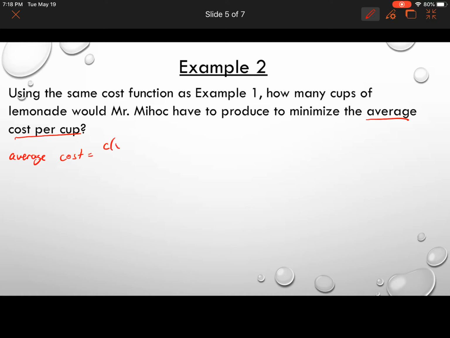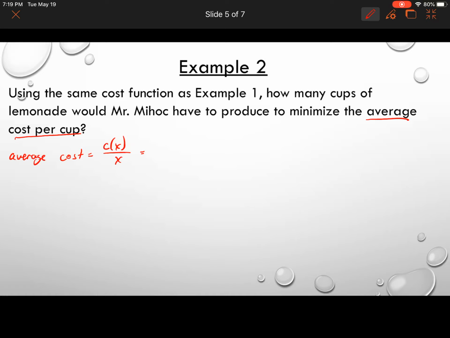The total is just C of X, right? That's the total cost, or how much it would cost us to produce said number of cups of lemonade, and we want to divide it by the number of cups. Well, the number of cups is just X, right? X represents the number of cups of lemonade. So that's what we're going to do.